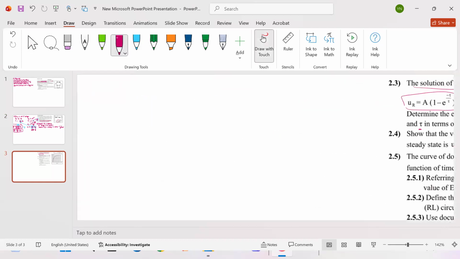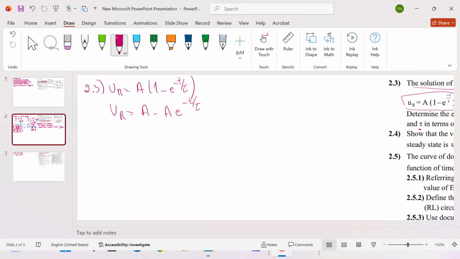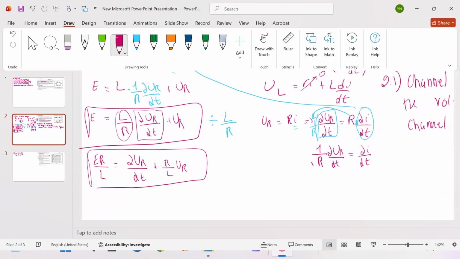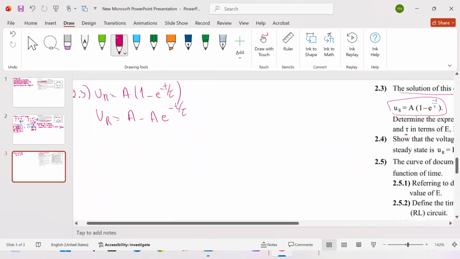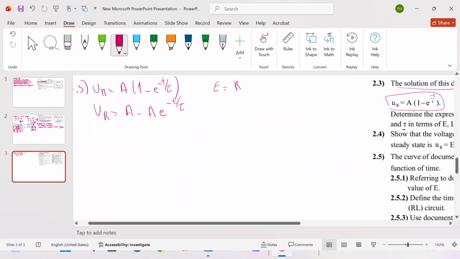Okay, so in 2.3, I will write my solution in front of me. UR equals A times (1 minus e to the minus t over tau). I prefer to expand so I can solve mathematically correctly. Sometimes the parentheses can make you feel stuck. Now, the differential equation that I got in the previous question is E equals L over R dUR over dt plus UR.